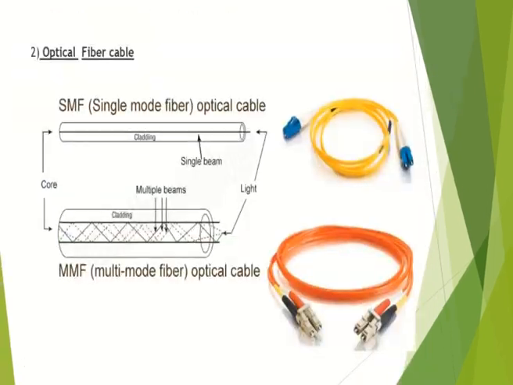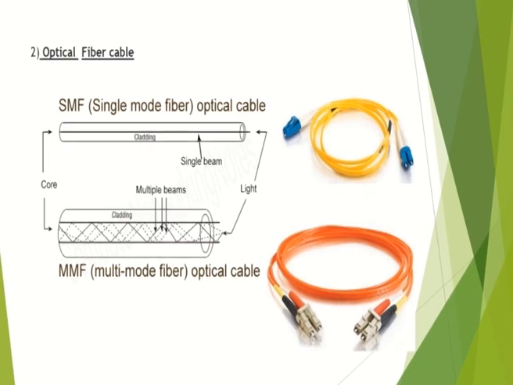The second type of cable is optical fiber cable. A very common type of fiber connection is multimode fiber (MMF). This type of cable uses light to transmit signals between devices and is thus not susceptible to electrical interference.